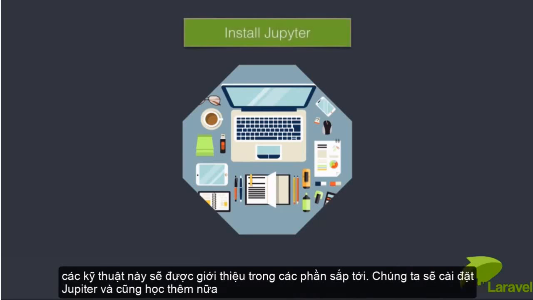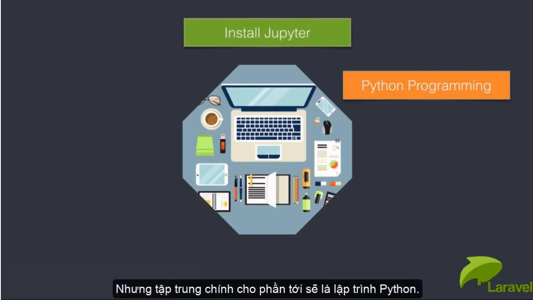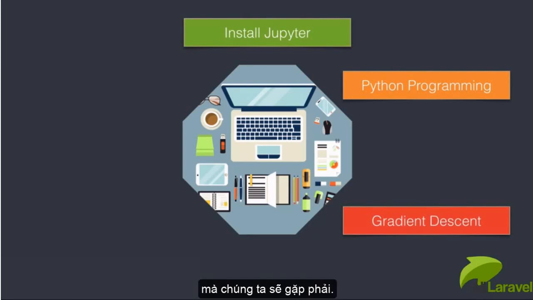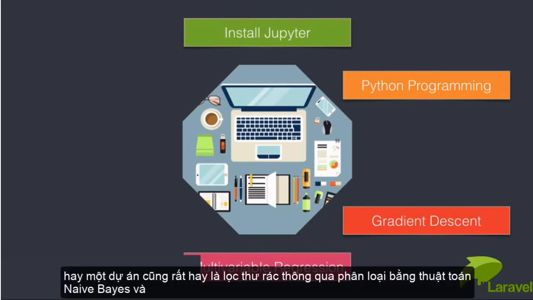In the next module, we're going to install Jupyter, and we're also going to learn a little bit more about regression. But the real focus will be on learning more Python programming. From there, we're going to learn about gradient descent and how optimization works for many machine learning algorithms that we're going to encounter. And after that, we're going to use multivariable regression and predict some real estate prices in Boston. From there, we're going to build an actual spam filter from scratch using a naive Bayes classifier.